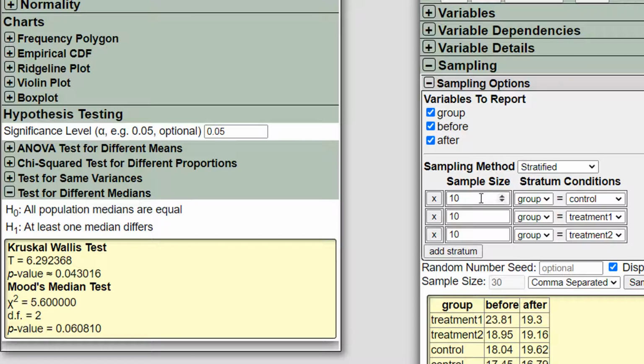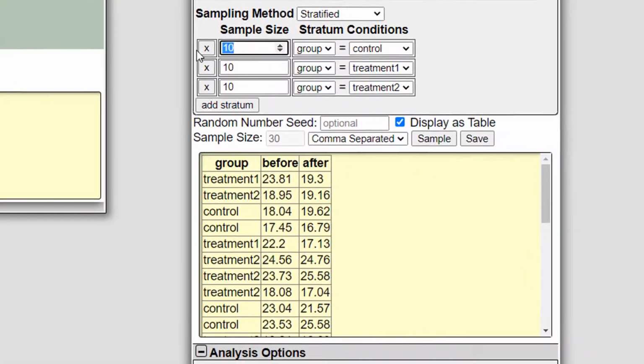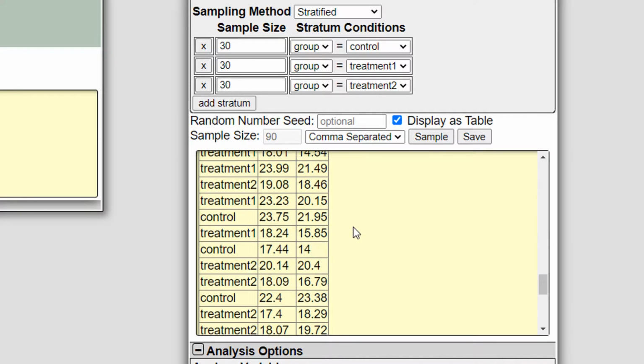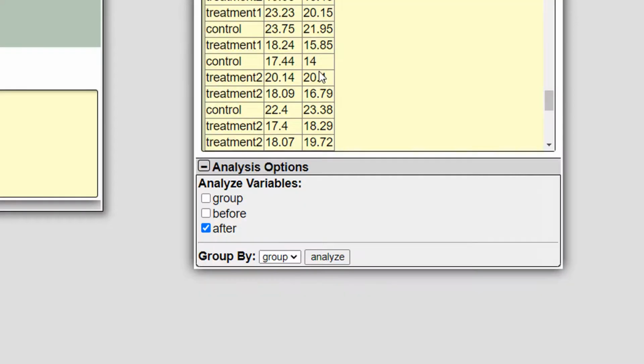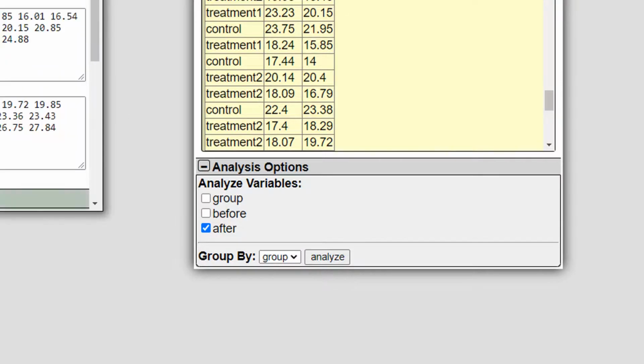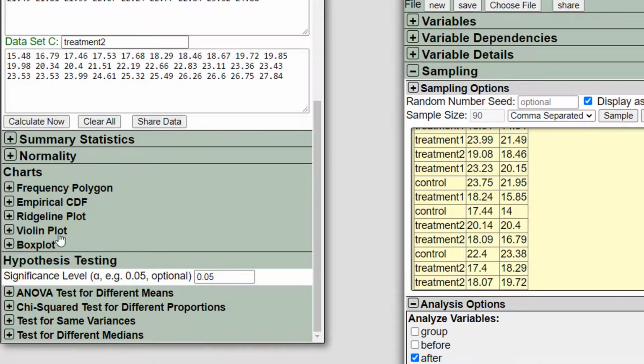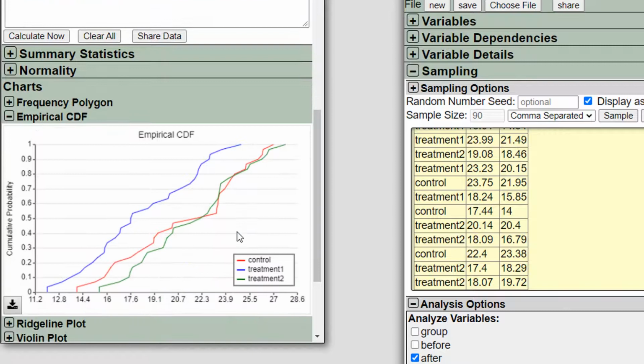Let's increase our sample sizes and see if we have more. Now I'm going to just sample again and do the same grouped analysis. Okay, so I have a larger sample size now. I'm just kind of curious to look. Let's look at the empirical CDFs, just see how different they look.